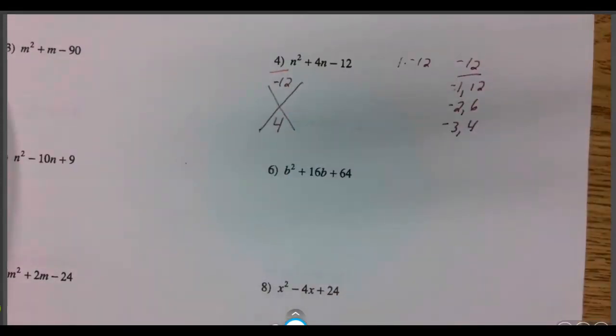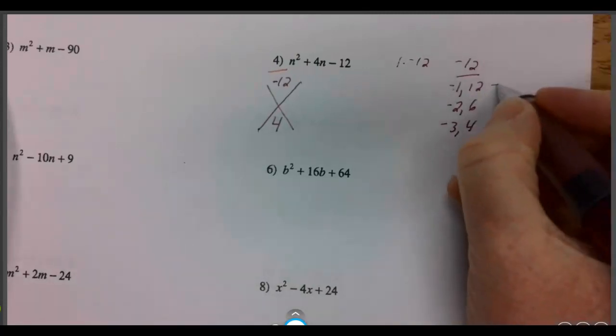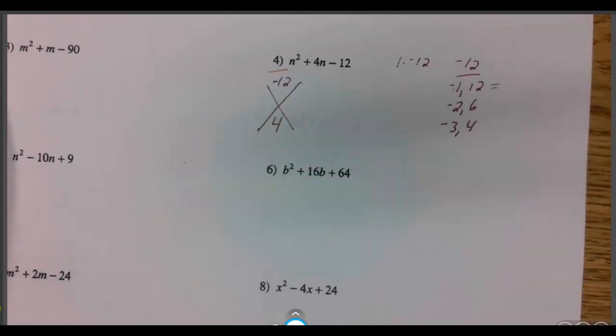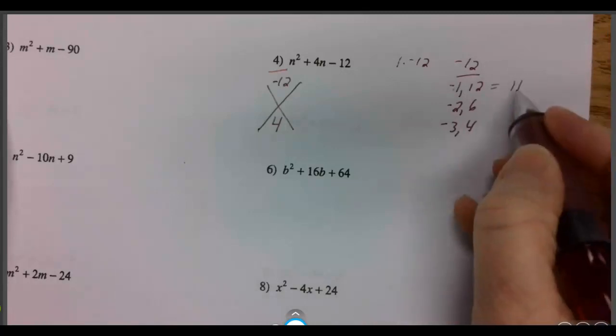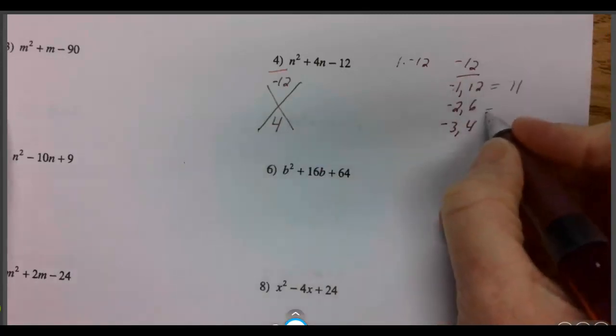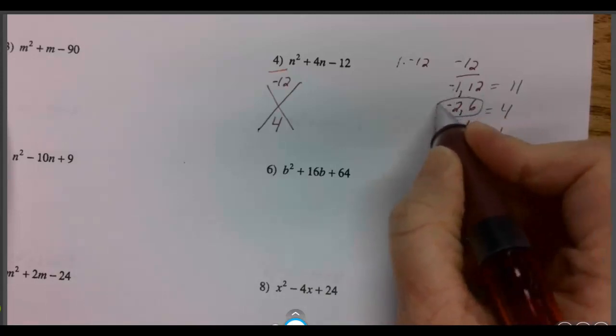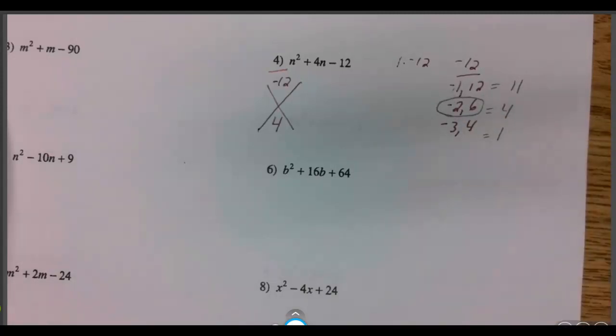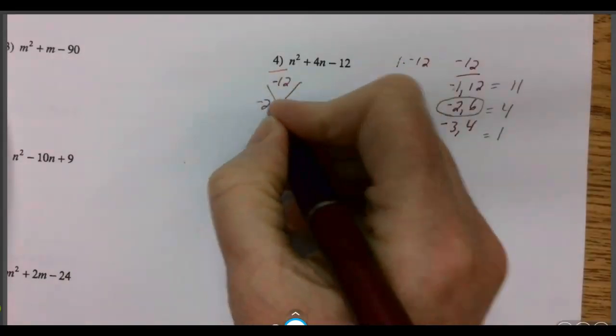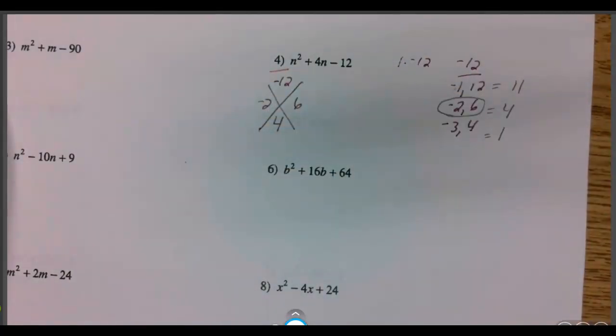And again, the reason for that is because we're going to add to find out which one gives us 4. So when I add here, I get a positive 11. Here I get a positive 4. Now here I have a positive 1. I don't need it because I already found it. So now we're going to put a negative 2 and a positive 6.